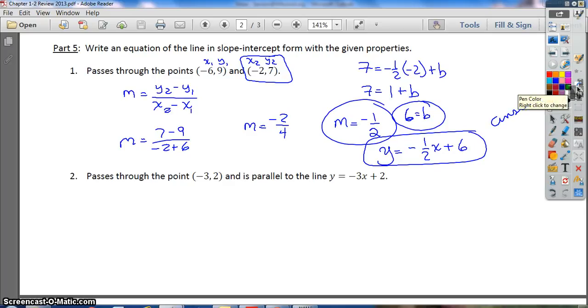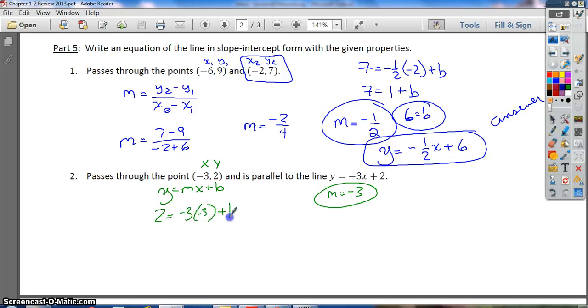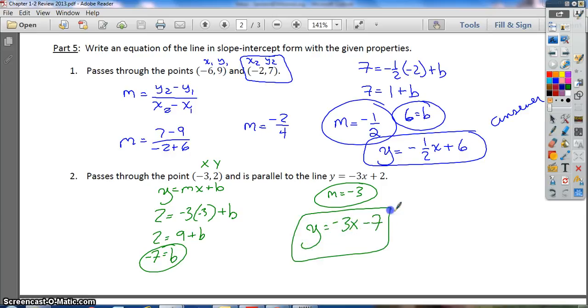All right. I'm going to jump down. It passes through this point. Here's x, here's y. Parallel to this, this slope is negative 3, so our new slope will be negative 3 as well. So y equals mx plus b again, like we did in the last one. This will be 2. M is negative 3 times x, which is also negative 3, plus b. So 2 equals 9 plus b. This is negative 7 for b. So your equation to finish is y equals negative 3x minus 7. There's your answer. Okay?